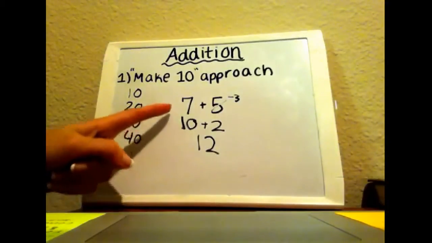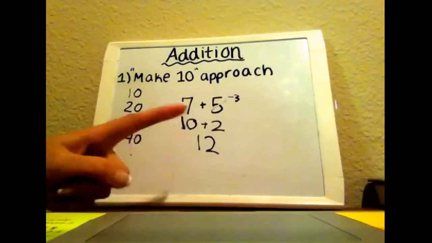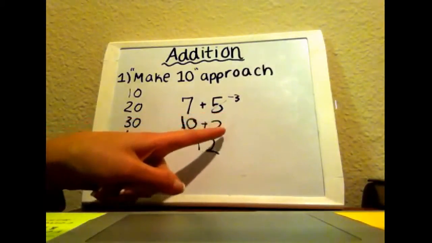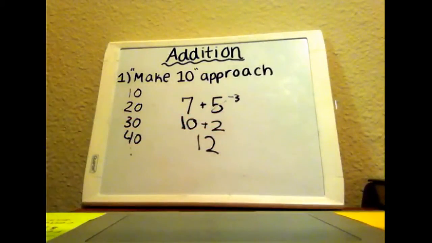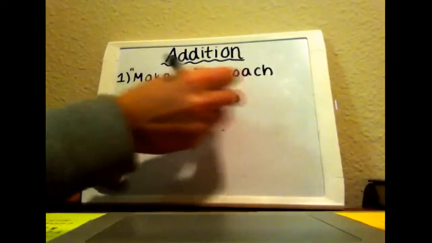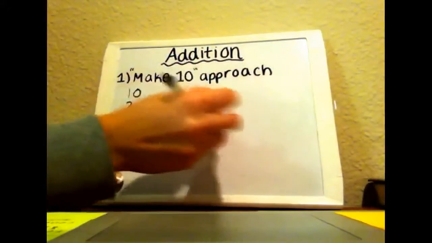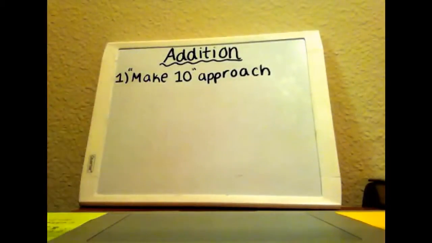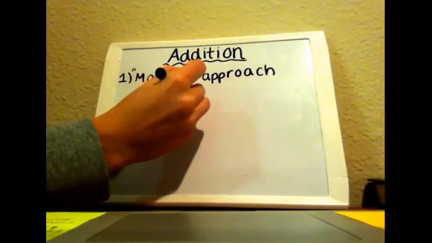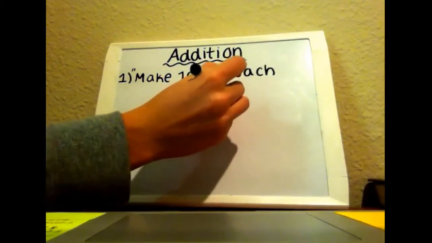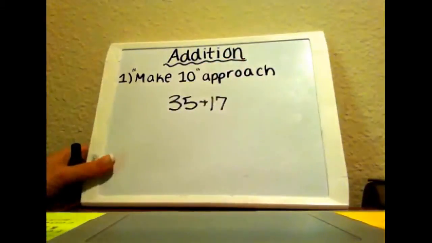As you can see, we took that 7, made it into a 10, and the only way to do that is by taking that amount, which was 3, from 5. And we got the same answer that we would as if we added 7 and 5. Now we're going to do 2 more problems, and they'll get a little bit more difficult with each one. So for the next problem, we will look at 35 plus 17.